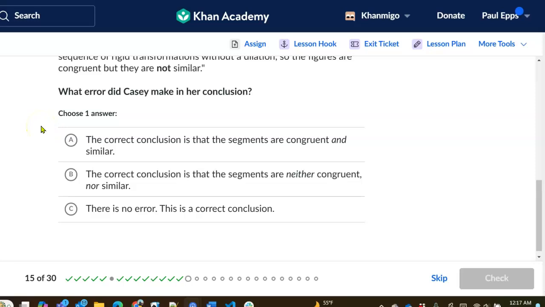So the error is that congruent is actually more restrictive than similar. Congruent means that they have the same size and shape. Similar means same shape, not necessarily the same size. So anything that's congruent is similar. So we should say that they are congruent and similar.